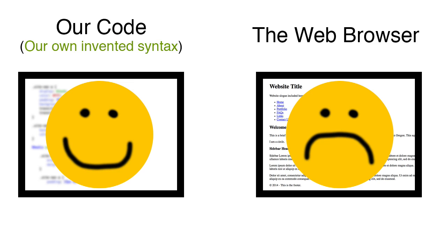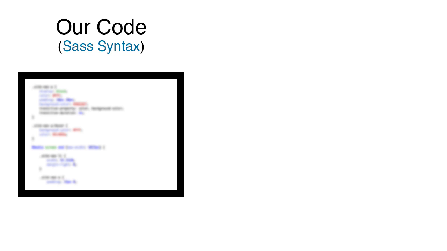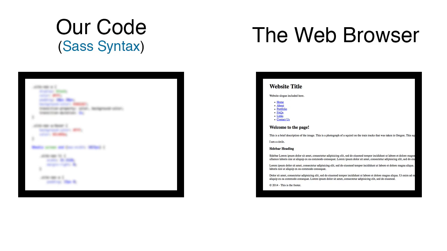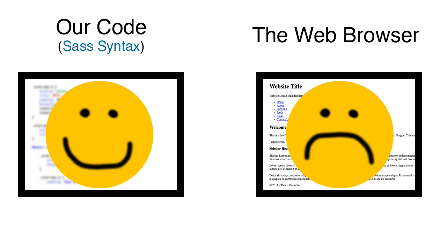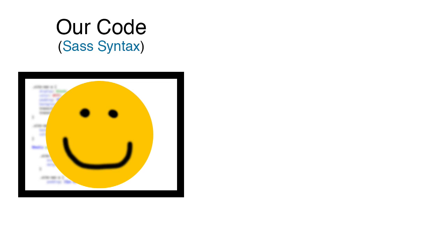So if we tried to invent our own syntax, we would be happy because coding would be more enjoyable, but the web browser would just sit in the corner with a sad look on its face, unable to add any style to the page. So this is where Sass comes into play. The brilliant minds behind Sass invented their own style sheet syntax. Now if we use this new syntax and try to pass it directly into the web browser, it won't understand it, and none of the content will be styled. So again, we will be happy because the code is more enjoyable to write, but the browser will still be sad.